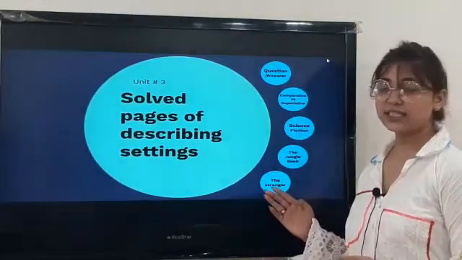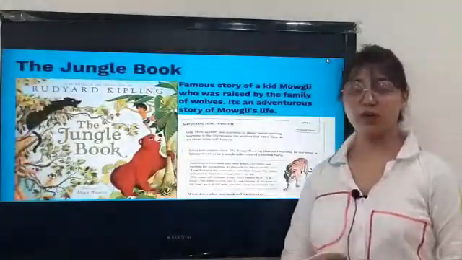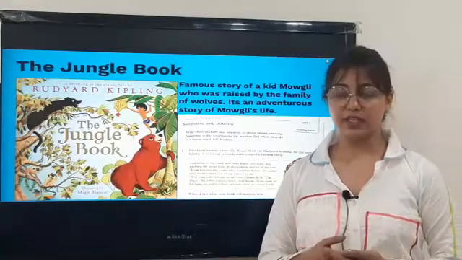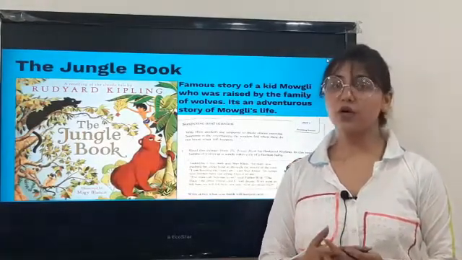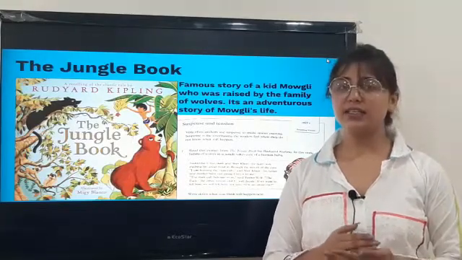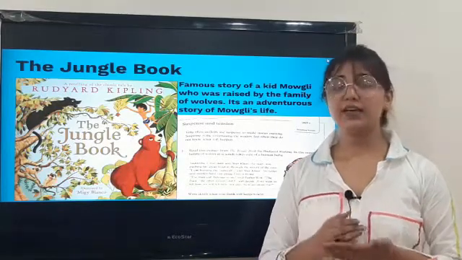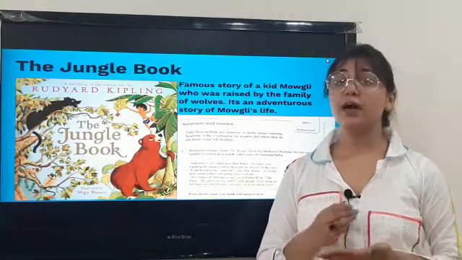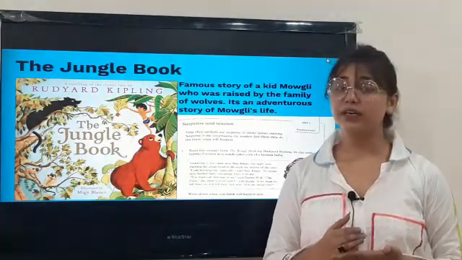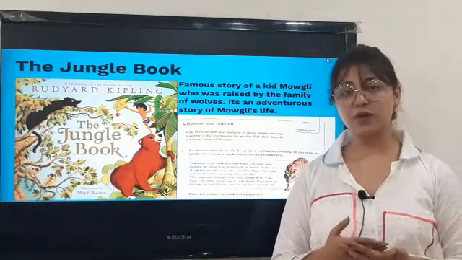Now moving towards our next fiction story, that is The Jungle Book. Jungle Book is a very famous story. The main character of this story is Mowgli, that is a man cub. And there are many other characters which are animals, like the tiger as Sher Khan, a black panther as Bagheera, and a brown bear as Bhalu.